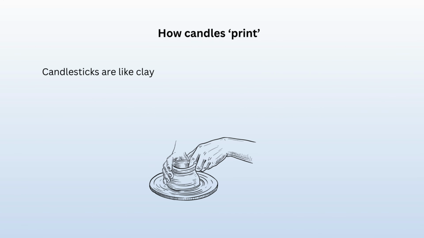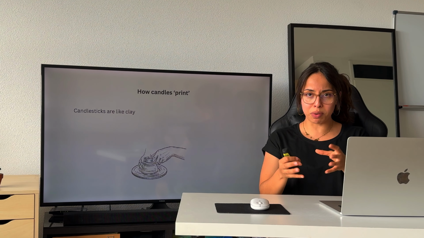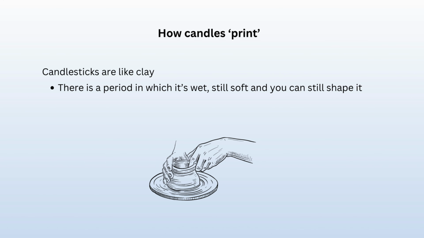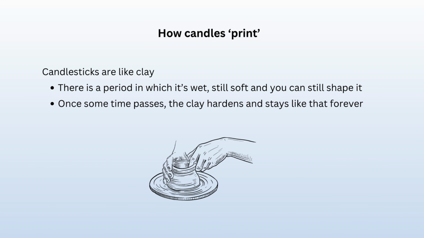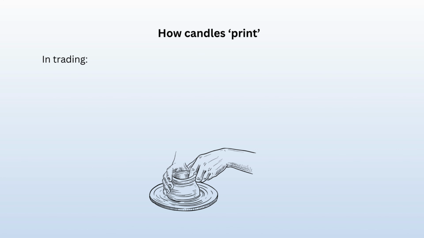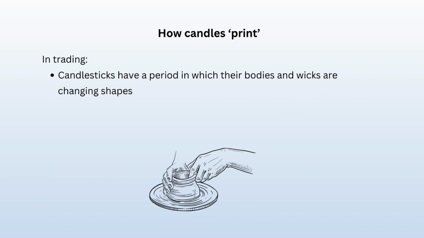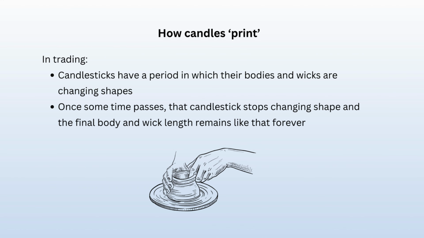It turns out that candlesticks are actually like clay. Clay is the material that you use during pottery class to make the vases. Just like clay, there is a period in which it's still wet. You know, the clay is still soft and therefore you can still shape it. You can change the form it has. Once some time passes, the clay hardens and it stays like that forever, like it becomes rock solid. In trading it's exactly the same thing, where candlesticks also have a period in which their bodies and their wicks are changing shapes. And once some time passes, the candlestick stops changing shape and the body and the wick become final. So they remain like that forever. And once that happens, a new candlestick starts printing. Let me show you what I mean.